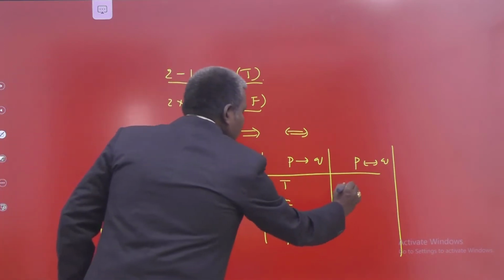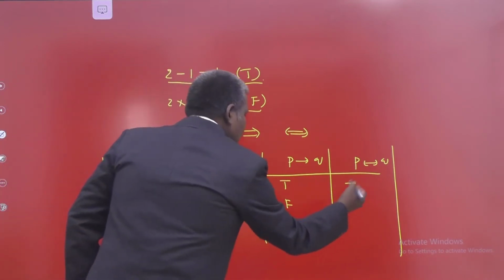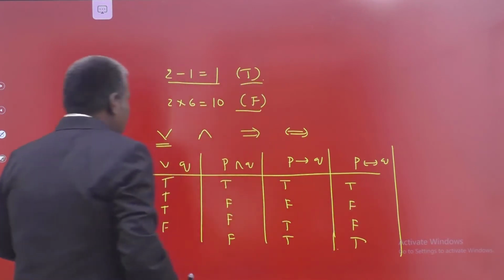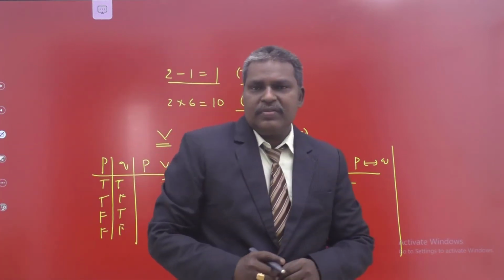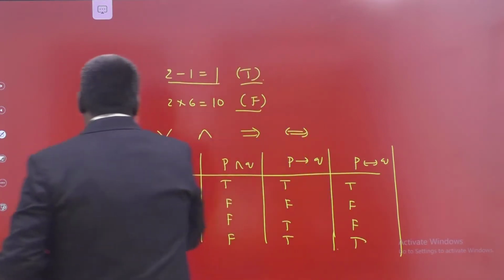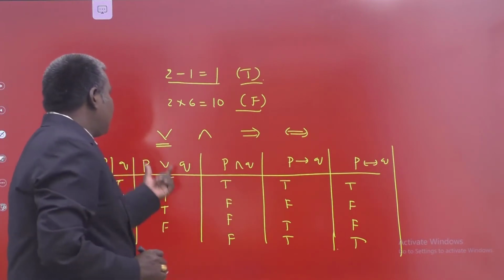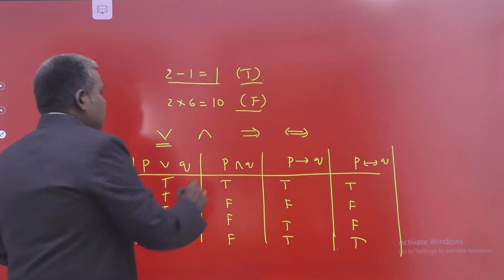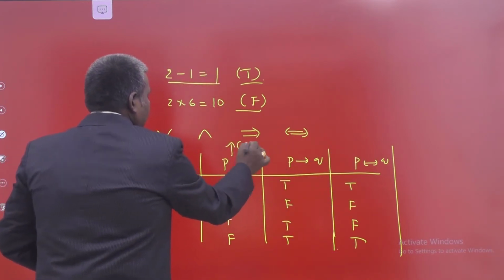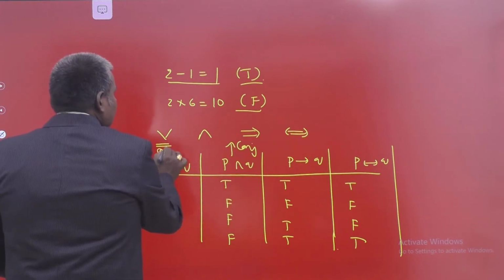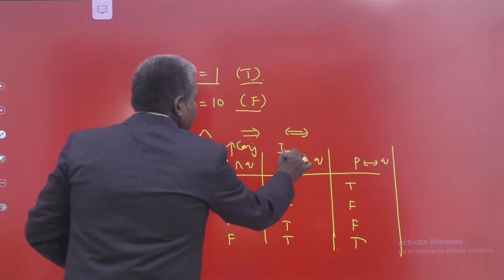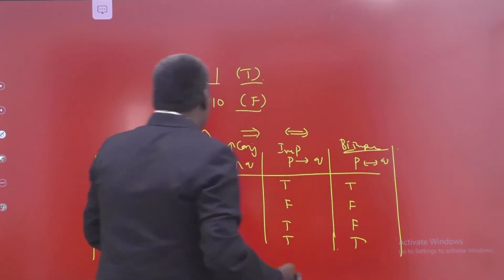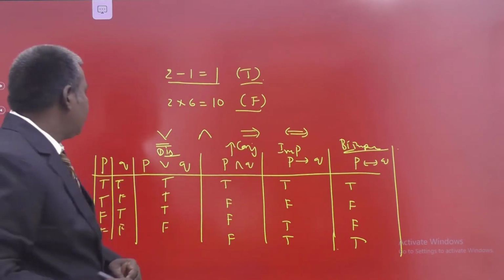Biimplication: true with true is true, true with false is false, false with true is also false, and false with false is true. So these are the 4 truth tables. These are very important for you when you are solving problems. These are the truth values for P or Q, P and Q, P implies Q, P biimplies Q. This is conjunction, this is disjunction, this is implication, and this is biimplication. So, these are the 4 types of tables.